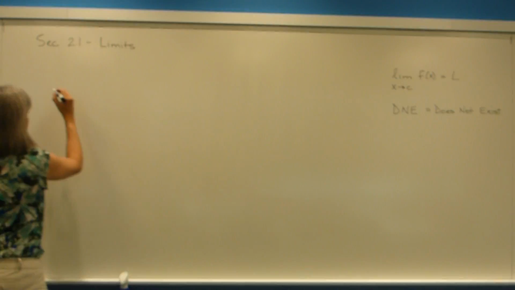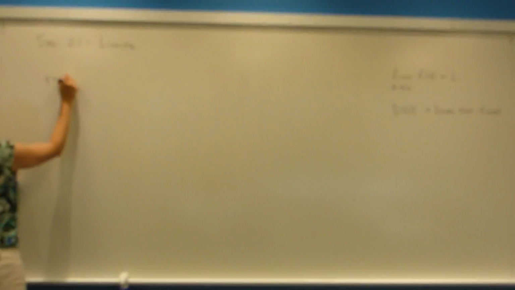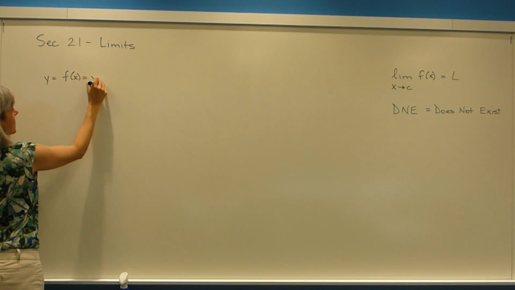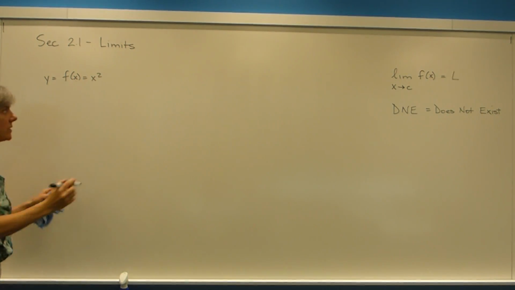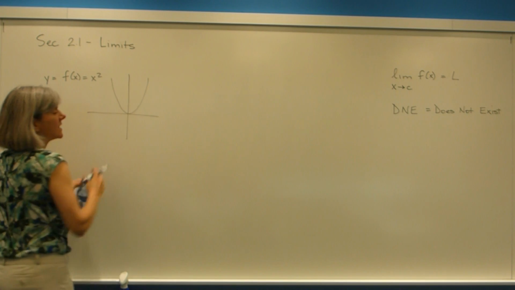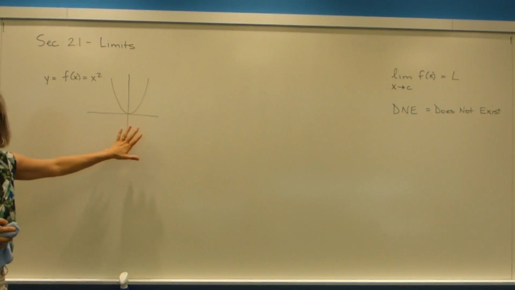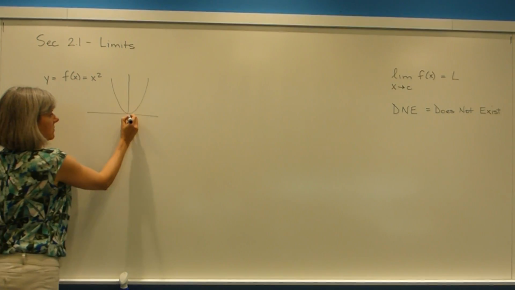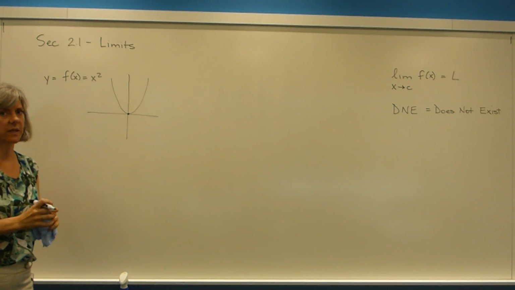All right, so let's start with this one. y equals f of x equals x squared. Parabola, we know exactly what that looks like. And in this class, until we get to chapter 4, a sketch like that is plenty good enough. Make sure it goes through 0, and that's great.